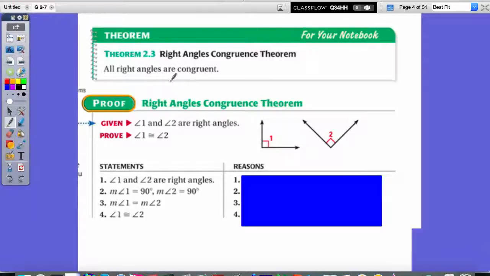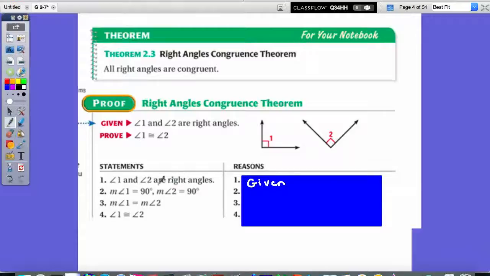Makes sense because we know that all right angles are equal to 90 degrees. 90 degrees is 90 degrees is 90 degrees. So we are given that angle 1 and 2 are right angles. And so we can measure and see that the measure of angle 1 is equal to 90 degrees and the measure of angle 2 is equal to 90 degrees. So number 1 was given.